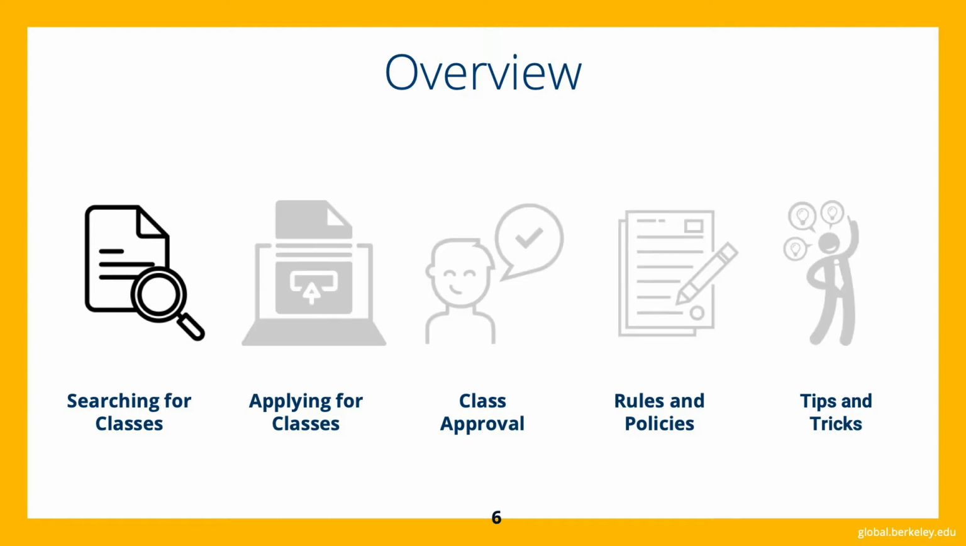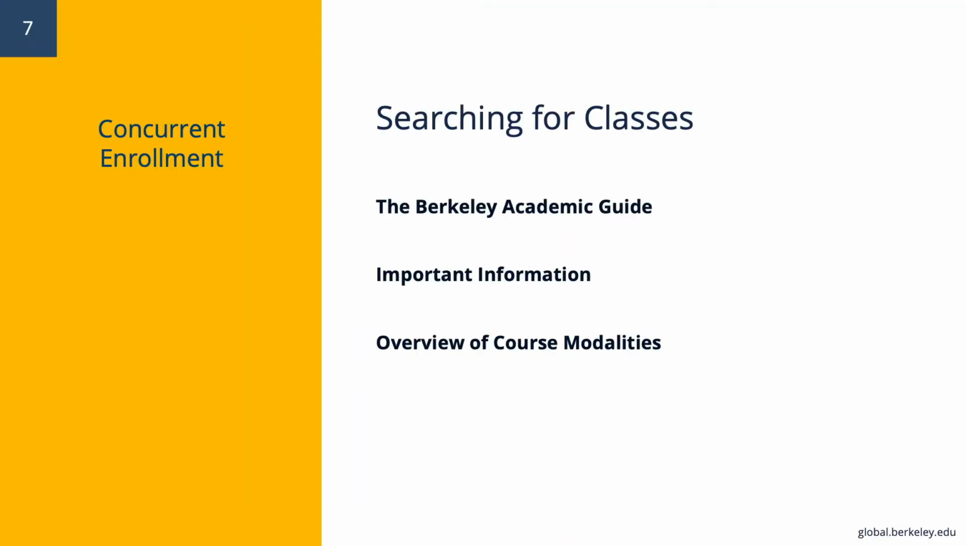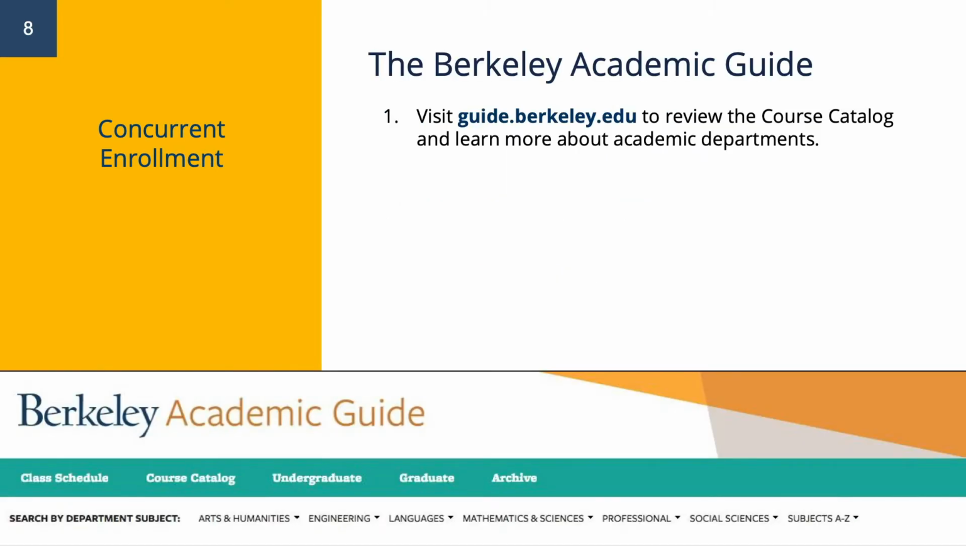So, let's begin by explaining how you can search for your classes. As a former Berkeley student, I have to admit that there are so many amazing classes to take, and it can be hard to choose which ones are right for you. Fortunately, we have the Berkeley Academic Guide to help you make the right decision. So, to get started on your class search, you will want to visit guide.berkeley.edu.